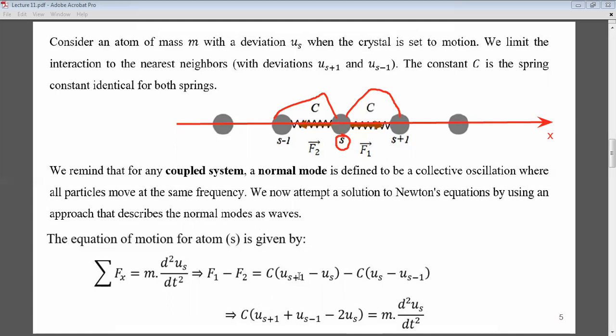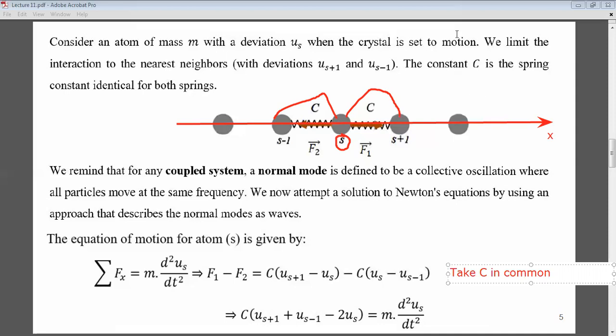I have C into U(s+1) minus U(s) minus C into U(s) minus U(s-1). Take C in common. What do I get? C will go outside. I will get U(s+1) minus U(s) plus U(s) minus U(s-1). And this will give me C into U(s+1) plus U(s-1) minus 2U(s). And this will be M d2 U(s) by dt squared.